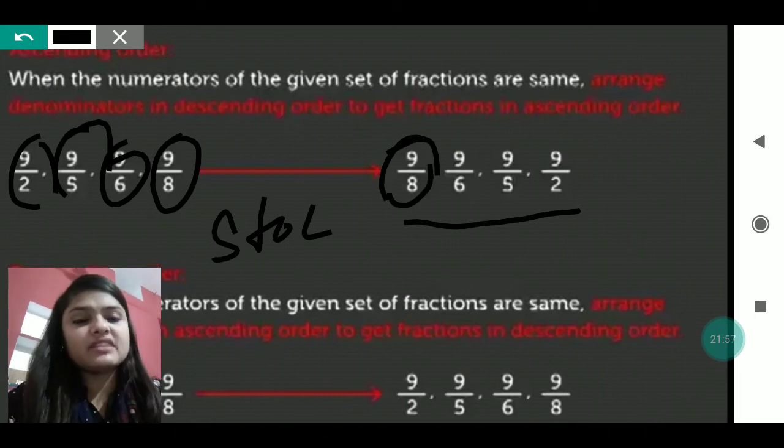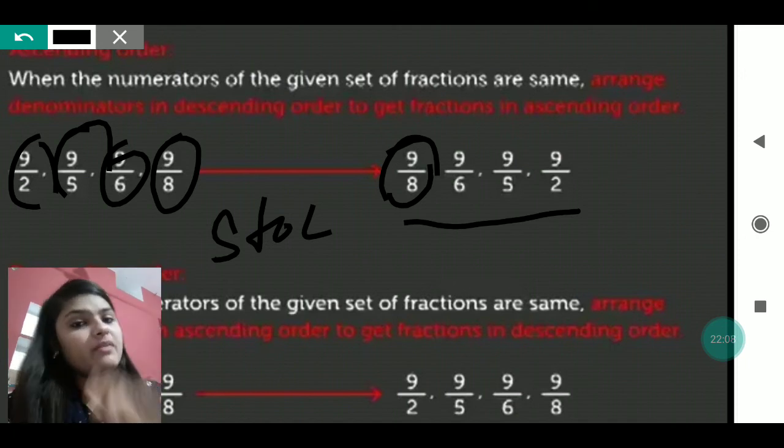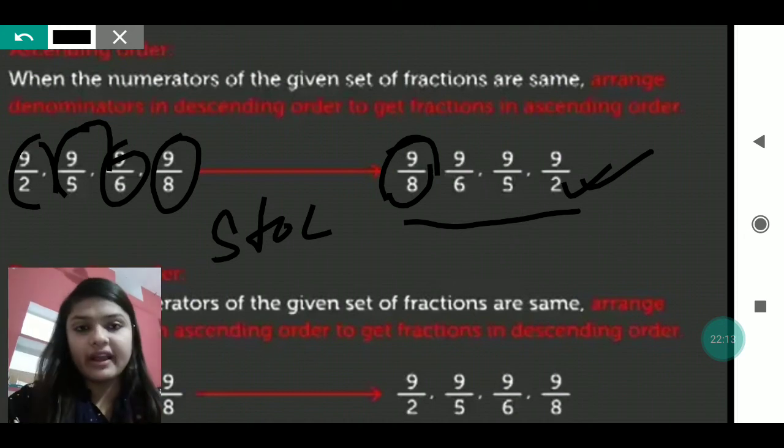That means 9 by 8 is bigger now? No, 9 by 8 is smaller, because if the numerators are same, we have to see the denominators. When we are seeing the denominator, the smaller denominator will become the greatest. So here the smaller denominator is 2, so that will become the greatest here.